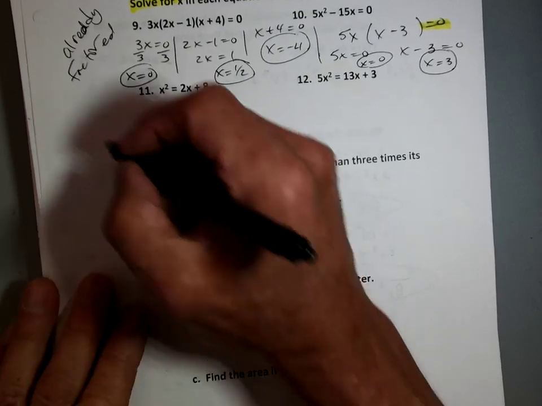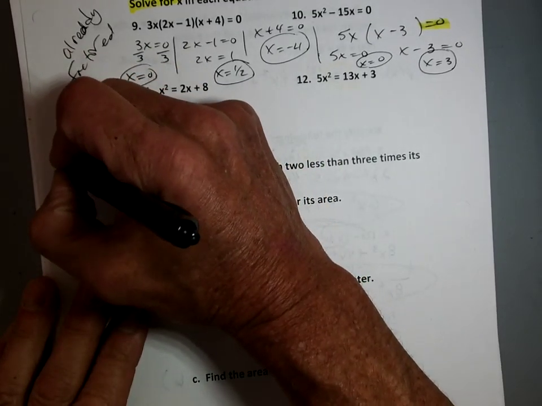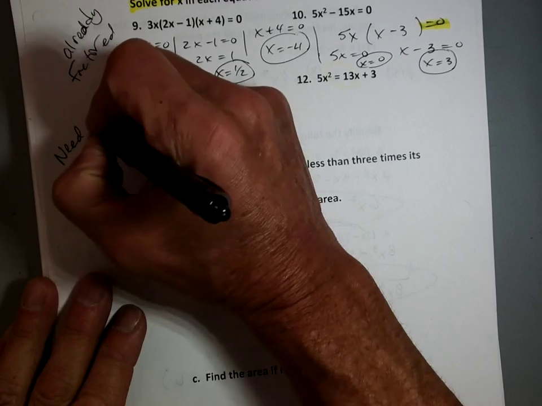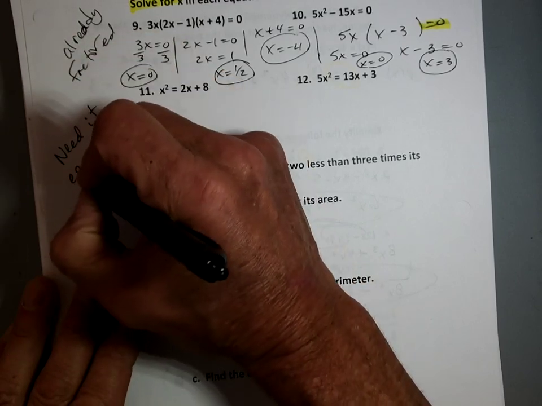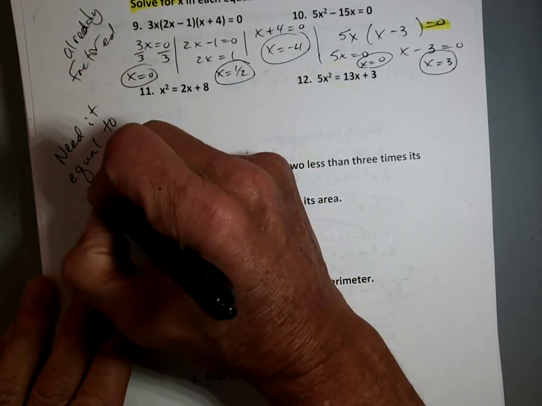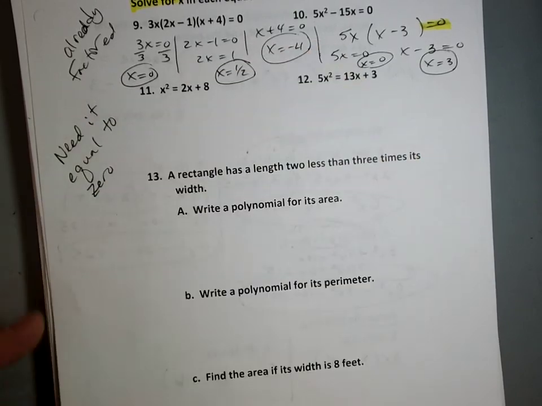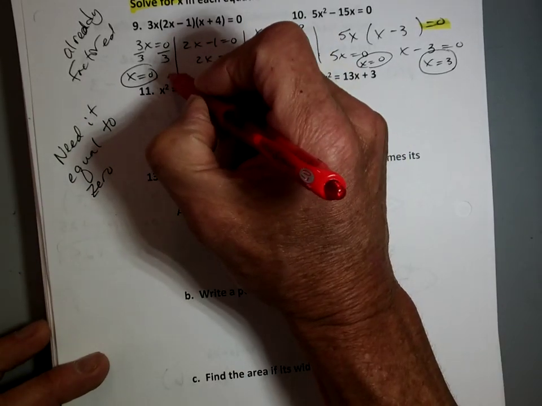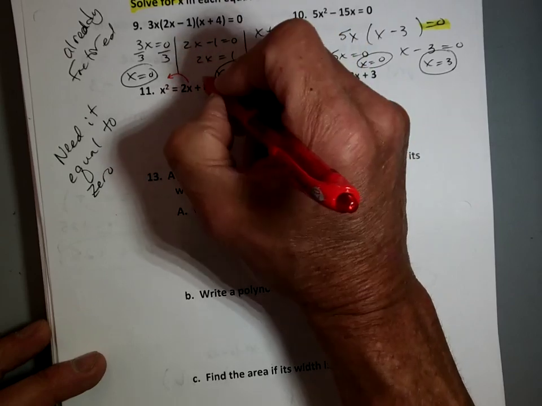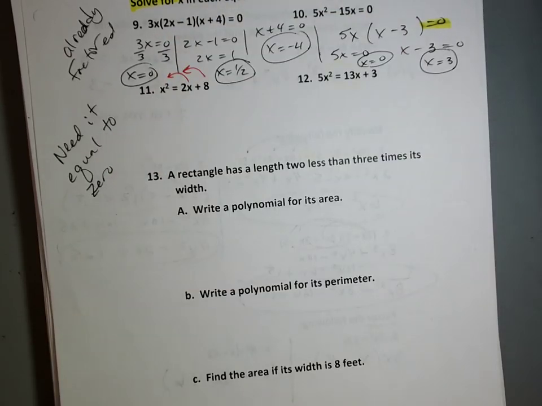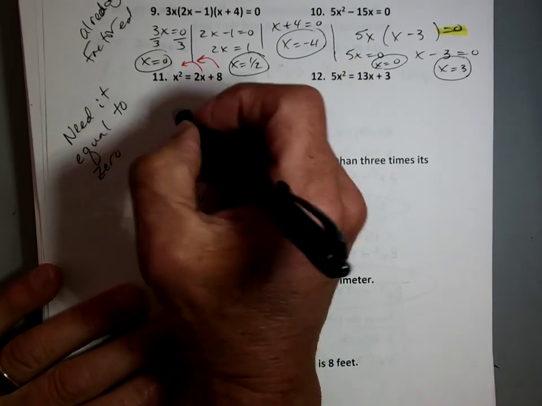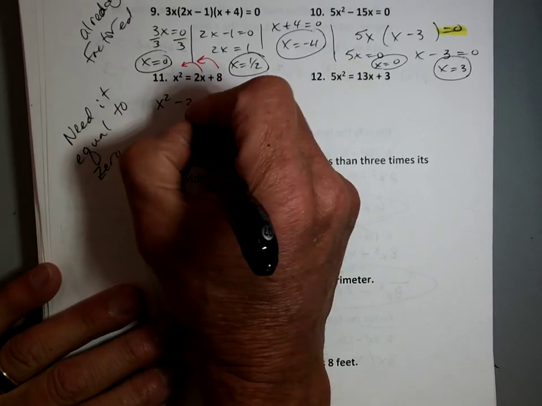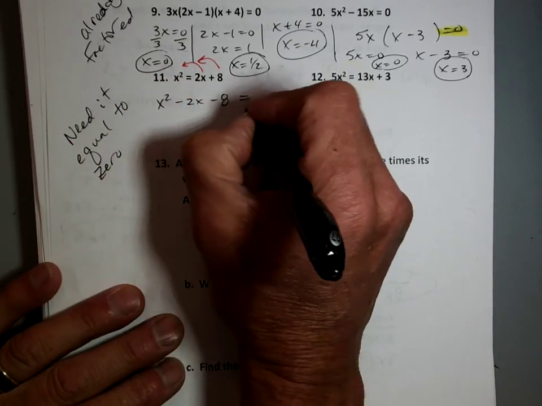They need to equal 0. So we need it equal to 0. Okay, so I'm going to bring over the 2x by subtracting it, right? I'm going to bring over the 8 by subtracting it. So I'll have x squared minus 2x minus 8 equals 0.